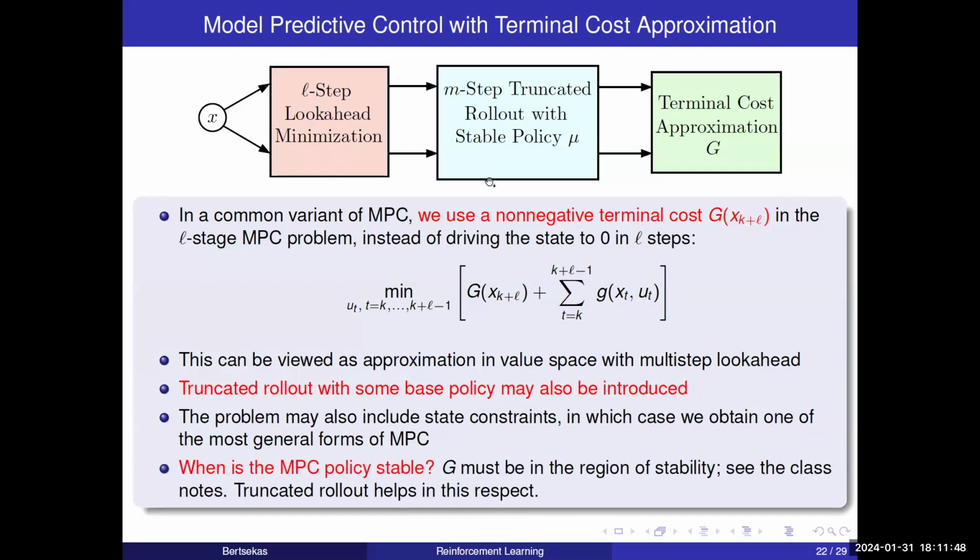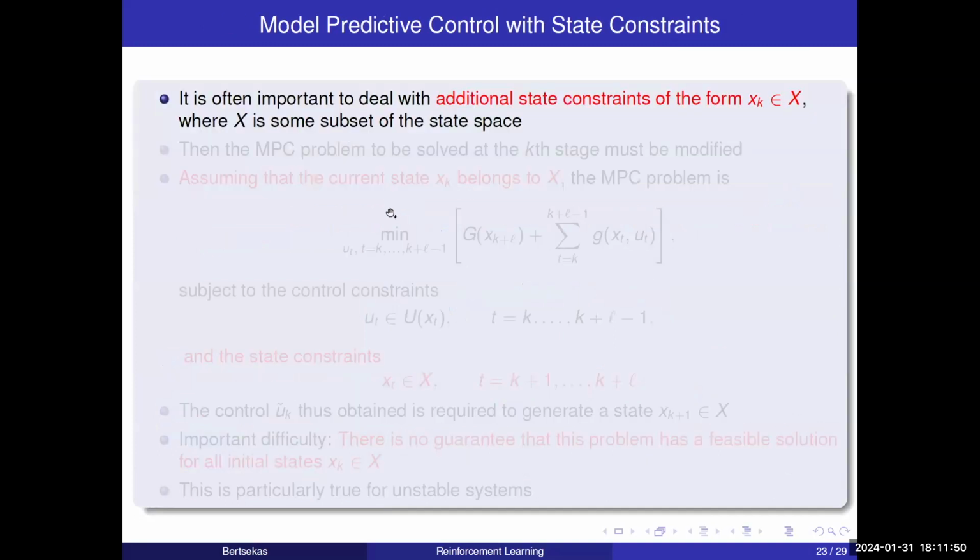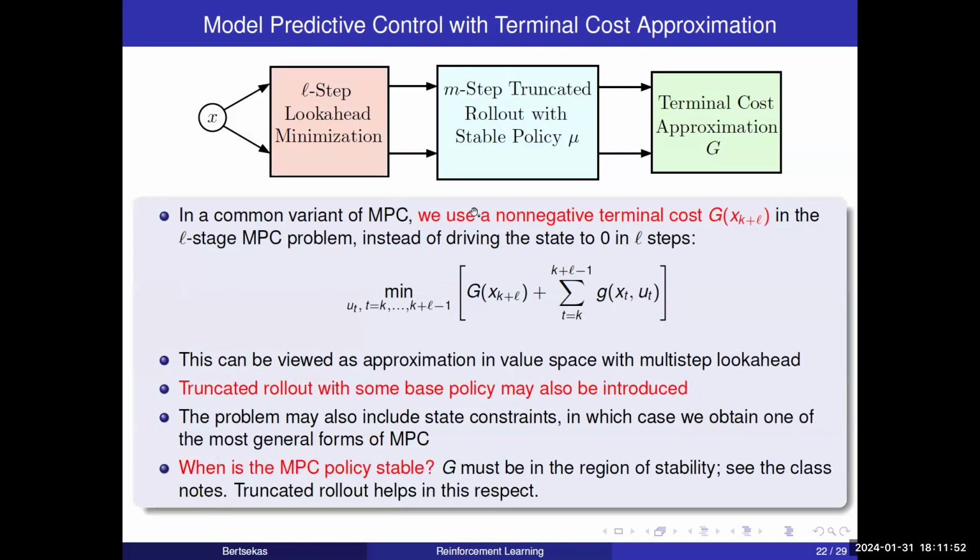Remember, we discussed stability in the context of multi-step approximation in value space. So an important question with which people have dealt extensively, because stability is very important in control theory, is when is the MPC policy, the policy that you obtain at the L step look ahead policy, when is it stable? And the answer to this can be understood by looking at the diagrams that you had for your homework.